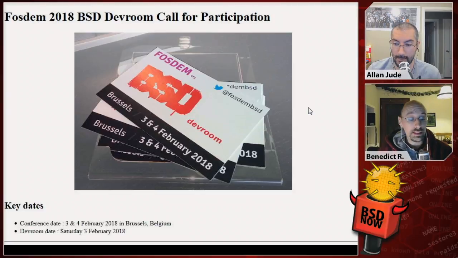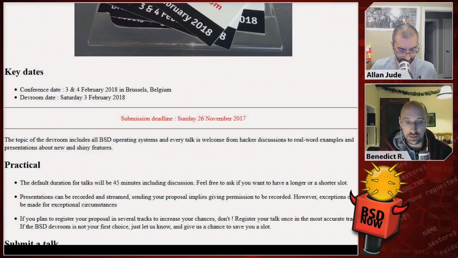Next up is a call for participation for the BSD Dev Room at FOSDEM next year. So FOSDEM next year will be in Brussels, in Belgium, of course, as always. And it's on the 3rd and 4th of February, 2018. So mark that in your calendar. FOSDEM is a huge conference, and they have individual dev rooms for projects or specific topics you want to talk about. So they've had a BSD Dev Room for a number of years now, and they are looking for people to submit talks for that.